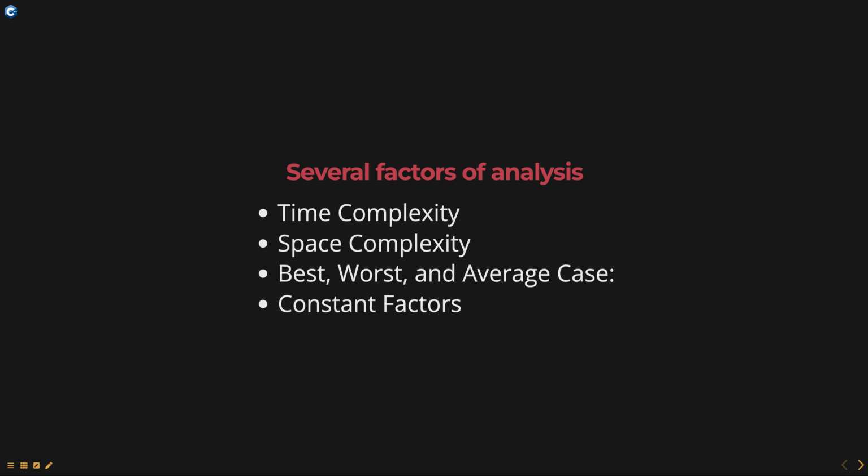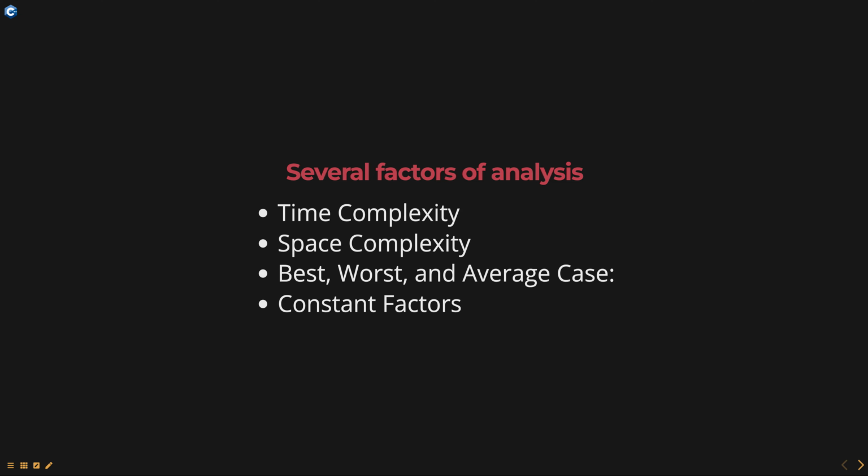Best, worst, and average case. The best case, worst case, and average case scenarios provide different perspectives on the performance of an algorithm. The best case scenario represents the best possible performance of an algorithm, while the worst case scenario represents the worst possible performance. The average case scenario provides a more realistic estimate of the performance of an algorithm based on the average of all possible inputs.